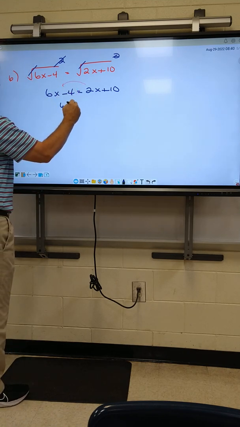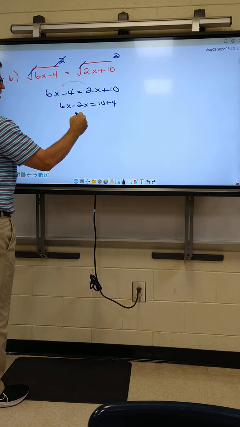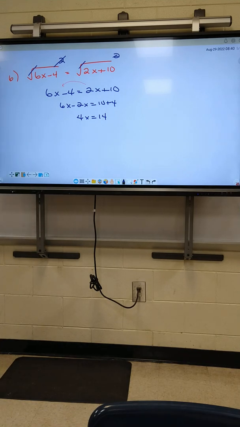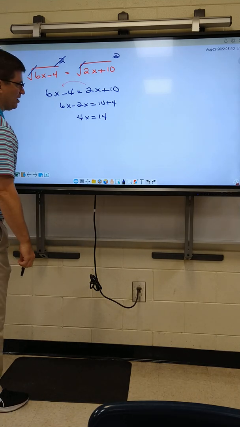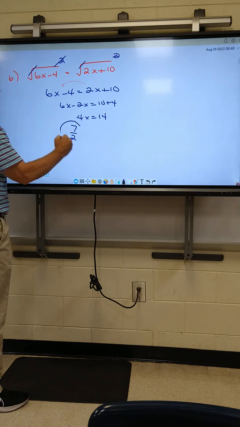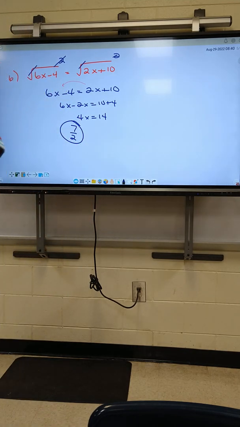So I got 6x minus 2x, 10 plus 4. I got 4x equals 14. Somebody check that behind me. Is that right? Put it in your calculator. What fraction does it give you? 14 divided by 4, or 14 over 4, is 7 over 2. So you may get some fractions on these on the test, but that should not be very hard. Make sure you can put that in your calculator and get 7 over 2. Anybody got a question on number 6?